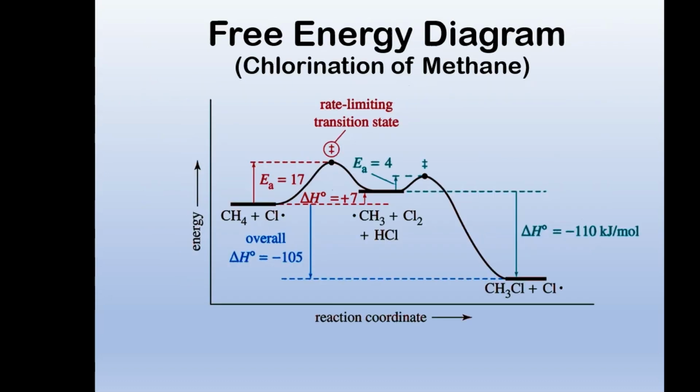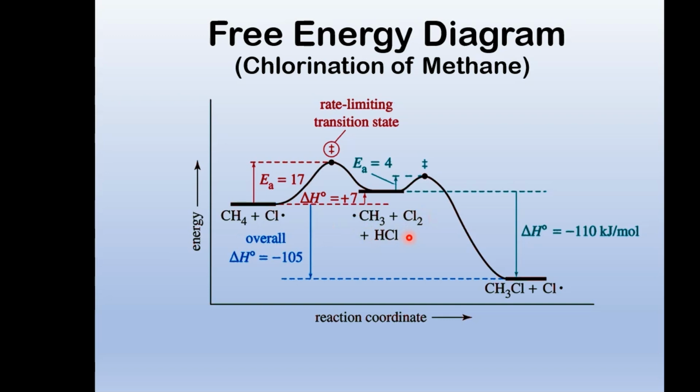So thinking about our chlorination of methane again, we have some type of initiation where we have light hitting chlorine and we form the chlorine radical. But here's where the chlorine radical encounters methane and creates an alkyl radical and some HCl. So at the top of this curve, that's what we've got going on. Then we drop down here, and here we have a methyl radical and our HCl. That's the product in the first step.